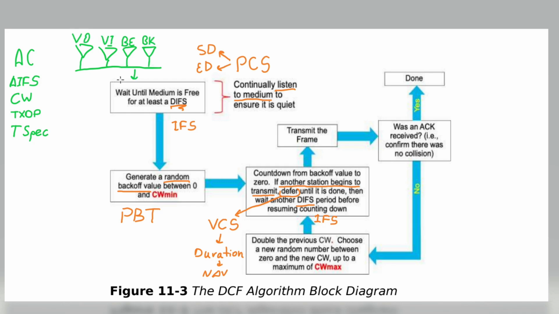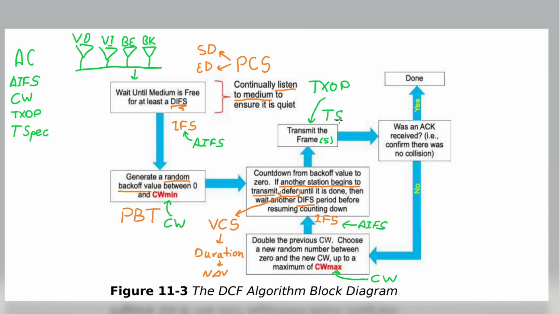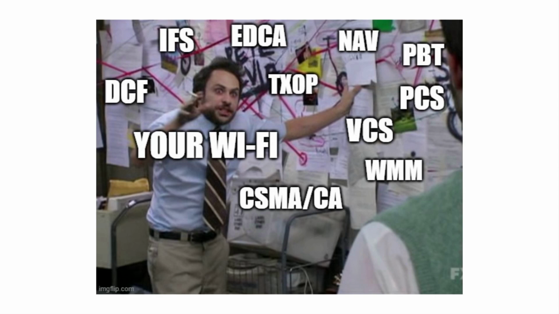AIFS appears where we have DIFS drawn in this place and over here. Contention window modifies the CW min and CW max limits, affecting the value of the backoff timer. TXOP and TSpec are coming out when a device has already taken the medium for its frame transmission. Oh my, what a masterpiece! Well, that's all about the shared medium contention.